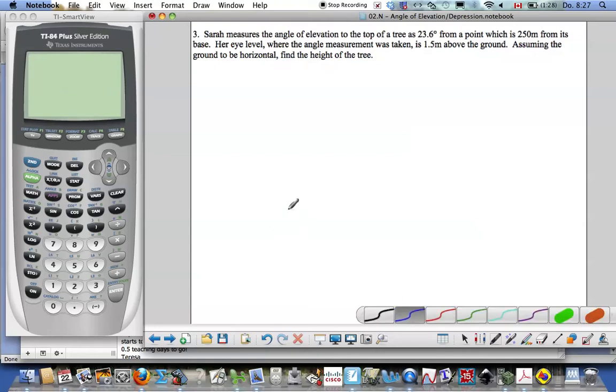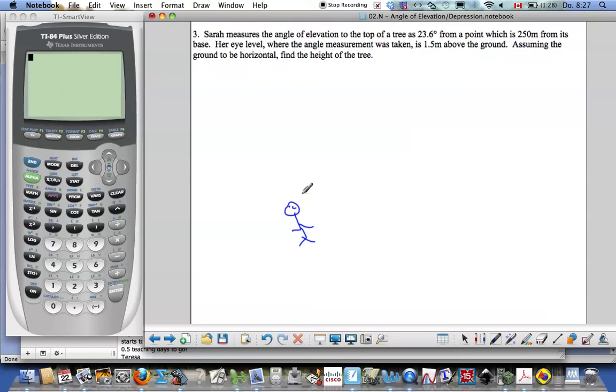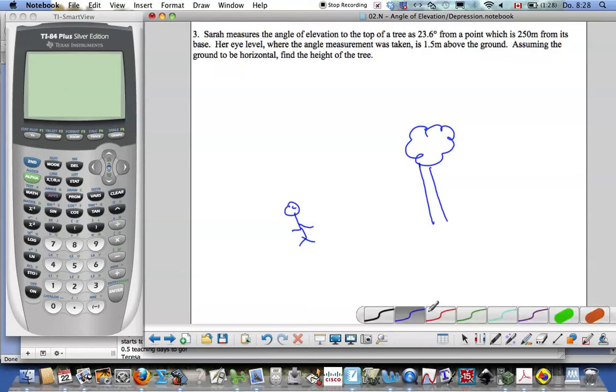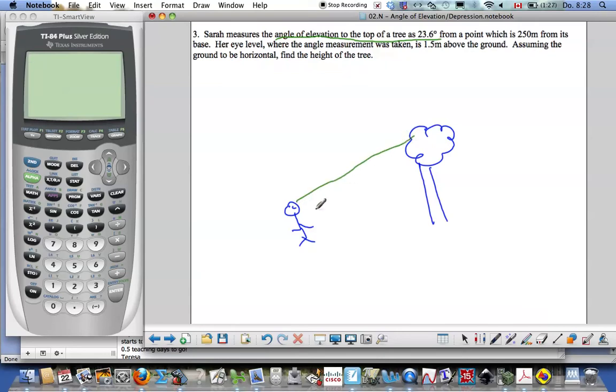Okay, so we need a Sarah. Let's set up, draw. There's Sarah. What else do we have? We have a tree. Oh, it didn't switch color. That's okay. What else do we know? We know that the angle of elevation to the top of the tree is 23.6. But from where she's looking, we've got to be careful. From her eye.